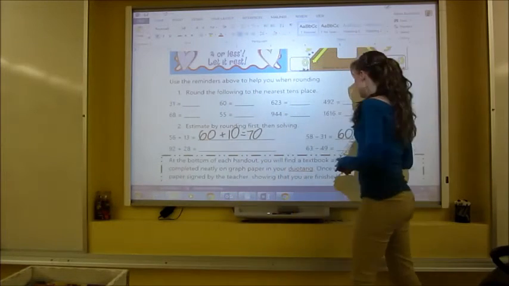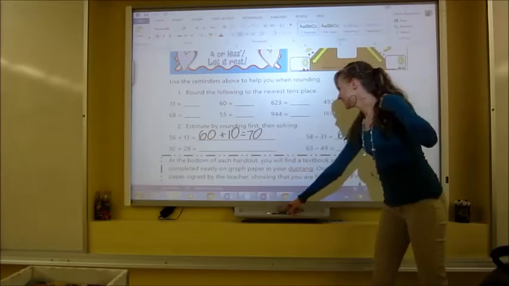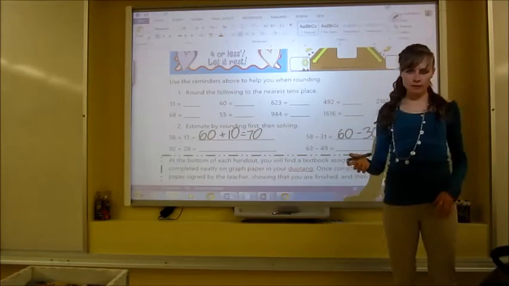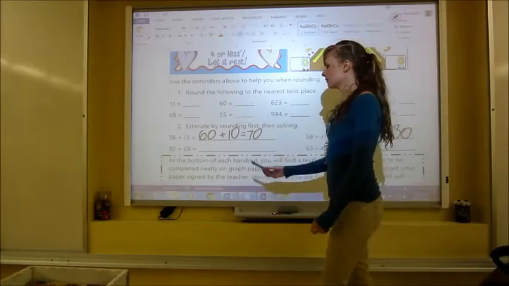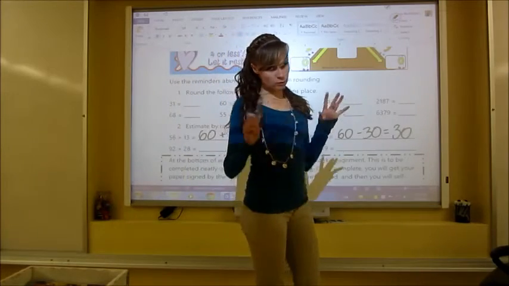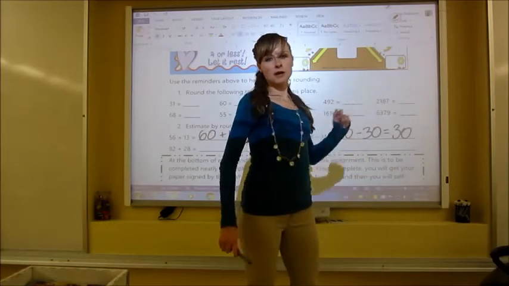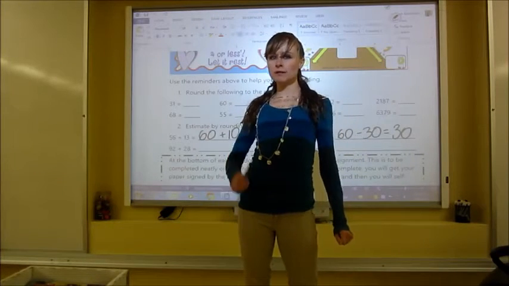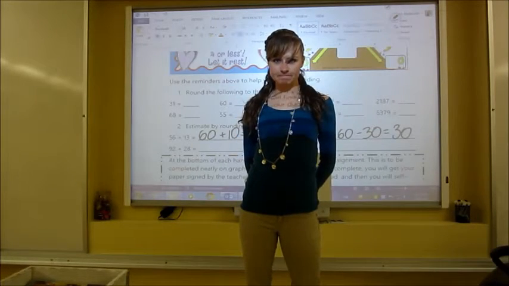So we let the 3 stay the same, so it's closer to 30. So 60 minus 30 is 30. Okay, and then we've got the bottom ones. So I would like you to try those on your own. You're going to round both numbers, and then you're going to add those together there, subtract them there, then play the video again and follow along with me. Okay, so pause the video now, do those ones, and we'll continue on our way.